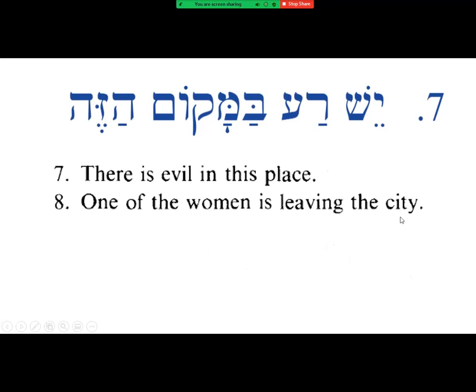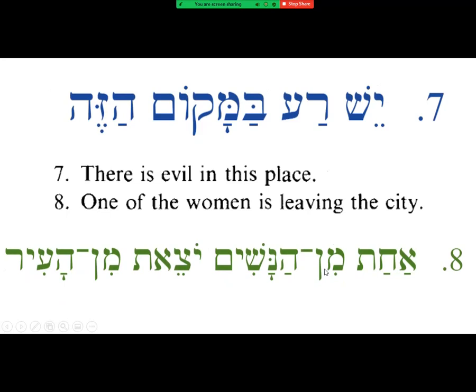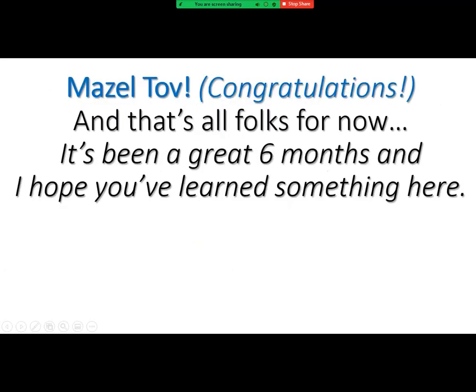One of the women is leaving the city. So we have the word for one, achat, and a woman is going to be ha'nashim, and they're leaving from the city. It's going to be min. So achat min hanashim, and this is yotzet, is leaving, min ha'ir, leaving from the city. So that was that one, number 8. So mazel tov, congratulations. It's been 6 months, and I hope you learned something from here. That's all for now.